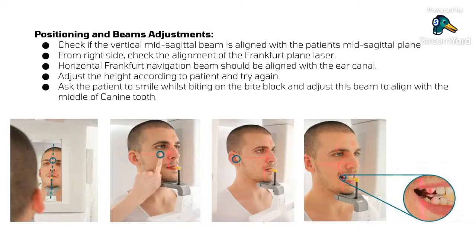You will adjust the Frankfurt horizontal plane, in case you need to, by a knob on the side of the unit. Okay. You want the laser to be aligned with the Frankfurt plane. Then in the third picture, you can see that you will gently move the patient's head so that the Frankfurt horizontal navigation beam is aligned with the ear canal. When the patient starts to stand on his toes, adjust the height of the unit and try again.